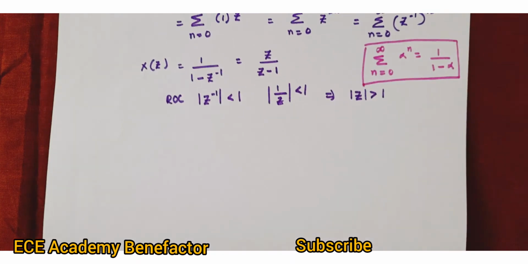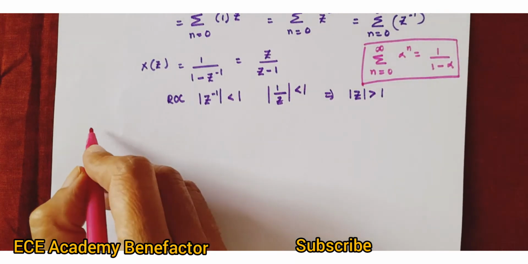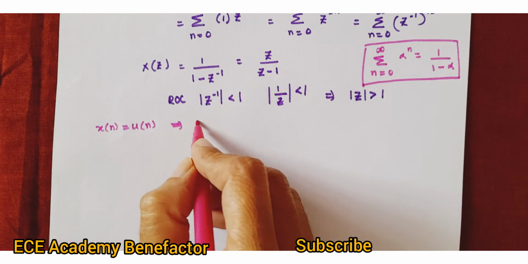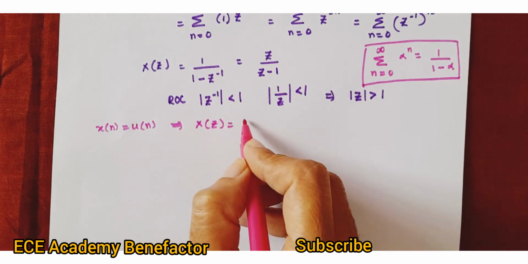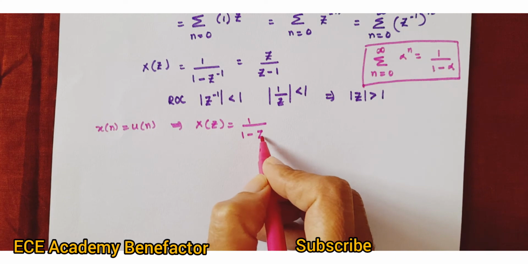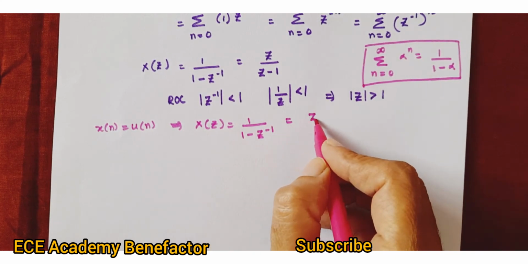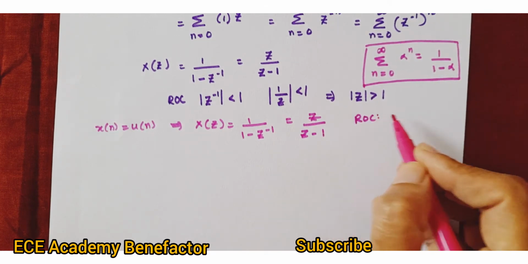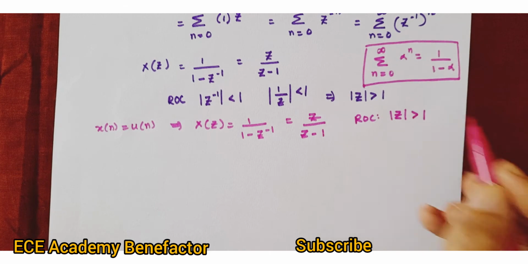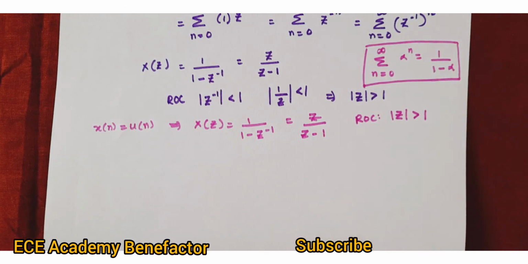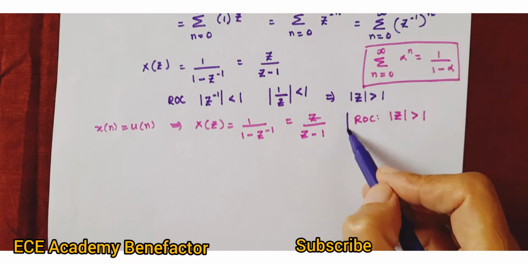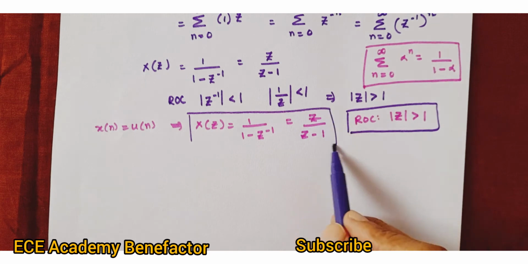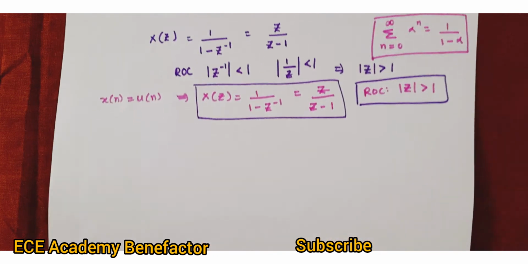So, what is the solution for this? For x of n is equal to u of n, X of z is equal to 1 by 1 minus z inverse, or you can write it as z by z minus 1, and the ROC is mod z greater than 1. So, this equation you got it, with ROC mod z greater than 1. Okay. Let us see the next problem.